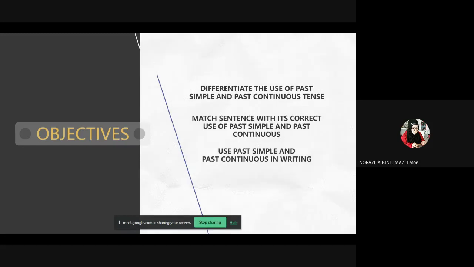FYI, past simple and past continuous tense is very important, especially for narrative essay. Narrative essay tu apa pula? Maksudnya when you want to create a story, you want to write a story, you have to know which sentence you should use past simple, which sentence you should use past continuous. Okay, let's continue.